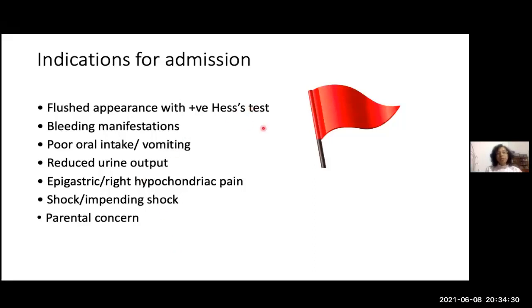So a flushed appearance with a positive tourniquet test and any sort of bleeding manifestation. It may be bleeding gums. Poor oral intake or vomiting is an indication to admit. Reduced urine output. And epigastric pain or right hypochondriac pain may be the beginning of the leaking phase. Features of shock or impending shock are important to identify. I will talk about this later on as well, when I talk about how to recognize a sick child. And whenever the parents are concerned, if the parents say my child is not right, then the child is not right, right? So you need to admit such a patient.